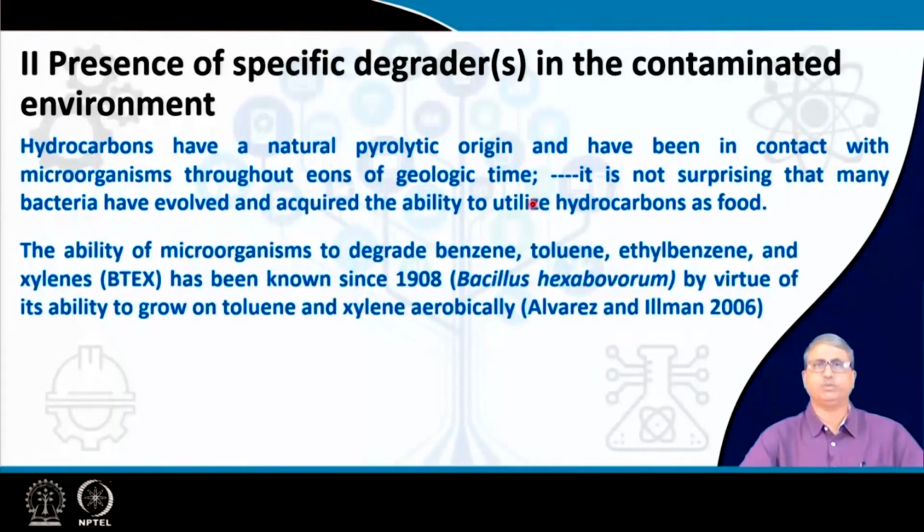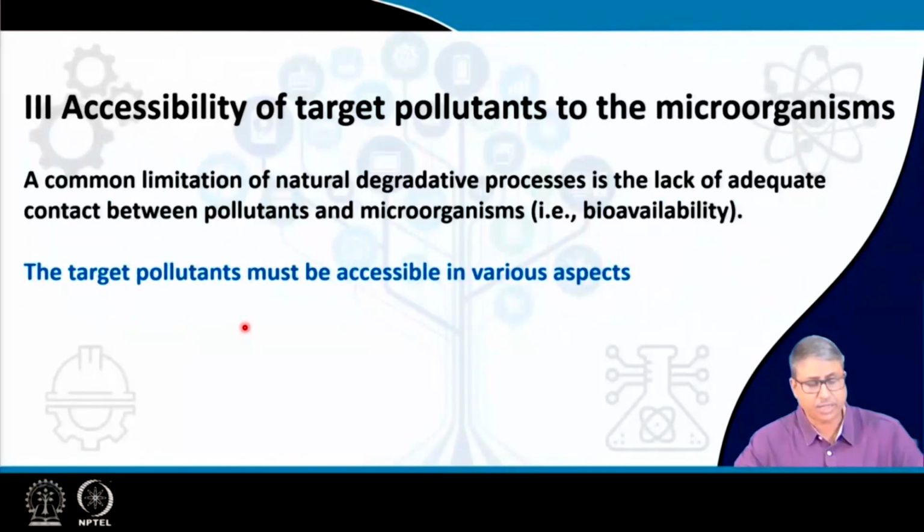The ability of microbes to degrade, for example, benzene, toluene, ethylbenzene and xylene, which is referred to as BTX, has been known since 1908. You can imagine, in 1908 Bacillus hexaborum was later identified by virtue of the ability to grow on toluene and xylene aerobically. So, there have been numerous studies and reports, and we have a whole plethora of information and organisms available for that.